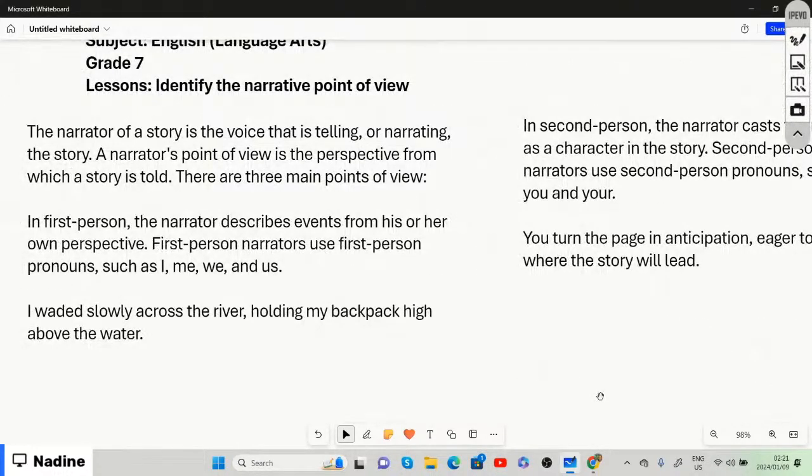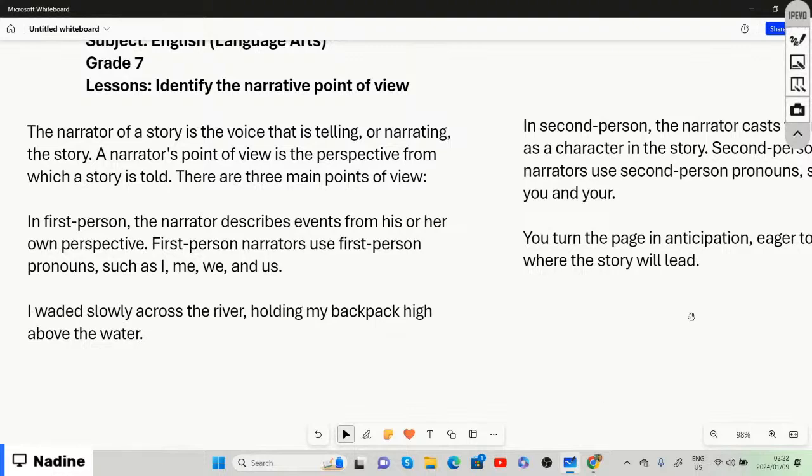Point of view is the narrator of a story, who is the voice that is telling or narrating a story. A narrator's point of view is the perspective from which a story is being told. The three main points of view are first person, which describes events from his or her own perspective, and they use first person pronouns such as I or me, we or us.